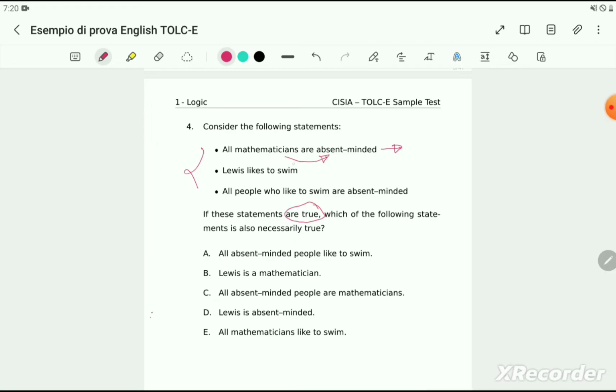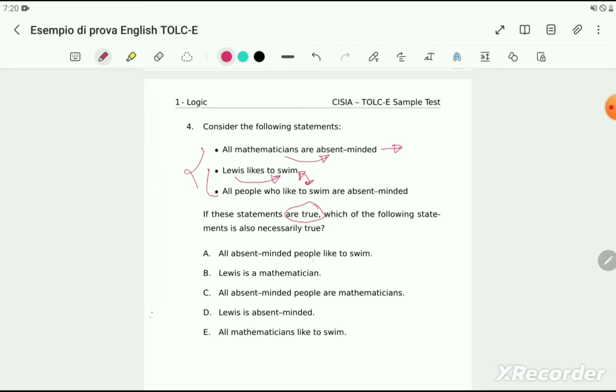Then Louis likes to swim. This is totally disconnected from the first statement. Louis is a person who likes to swim. All people who like to swim are absent-minded. Then there is a link. Statements 1 and 2 don't have a link, but statement 2 has the link. Louis likes to swim, and who likes to swim? They are absent-minded. So let's find out the answer.